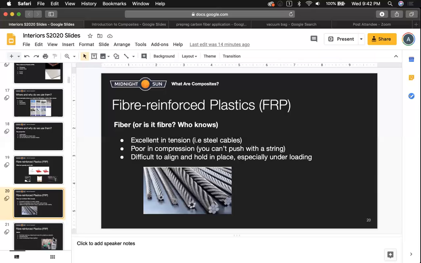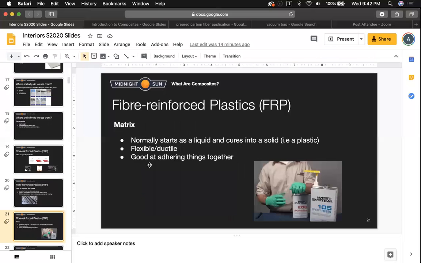So that's where the other half of a composite comes in, which is the matrix. This is typically a plastic, hence the term fiber reinforced plastic, normally starting as a liquid. In this case, I've shown an example of an epoxy where you have its two parts. You'll call it a two-part epoxy. You'll have the resin itself, and then you'll have the hardener. The two get mixed together and they catalyze, or react together, to form a solid plastic.